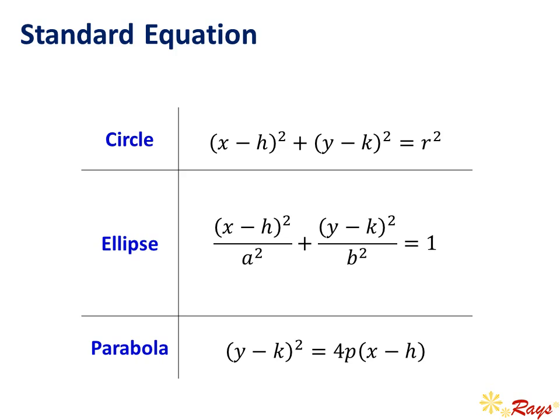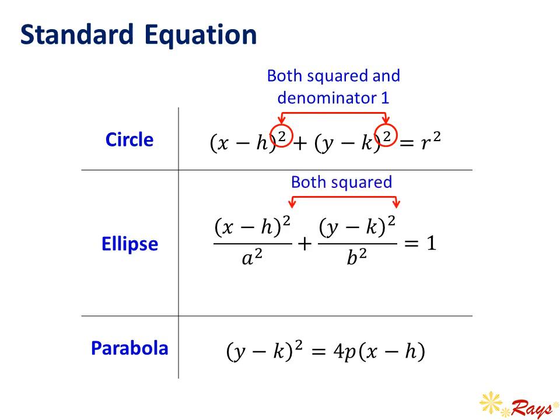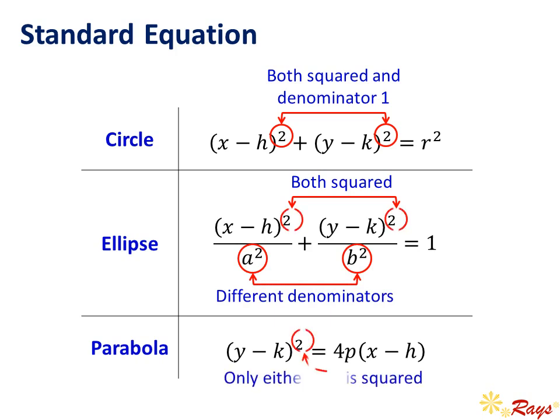So these are the standard equations. For circle, both squared and denominator 1. For ellipse, we still can see the squares. However, they have different denominators. And for parabola, only either one is squared.